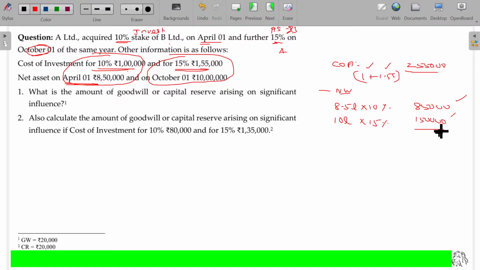So ultimately, 2 lakhs 35,000. You paid 20,000 rupees excess. Excess payment will be named as goodwill. Clear?